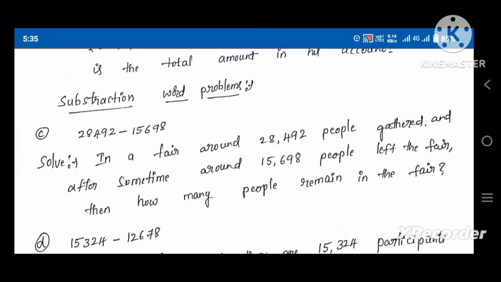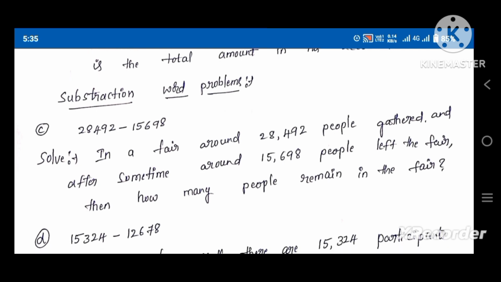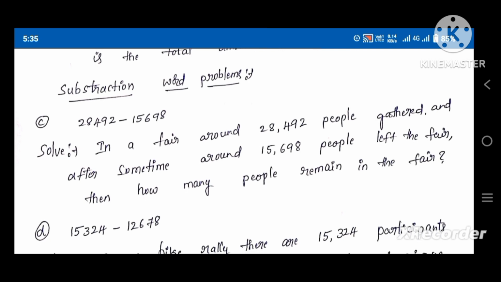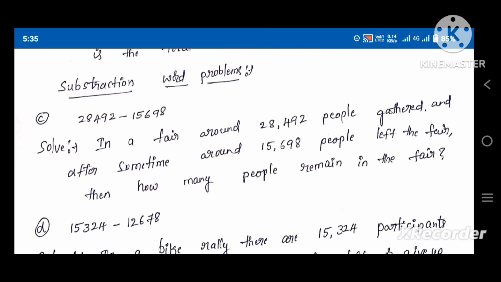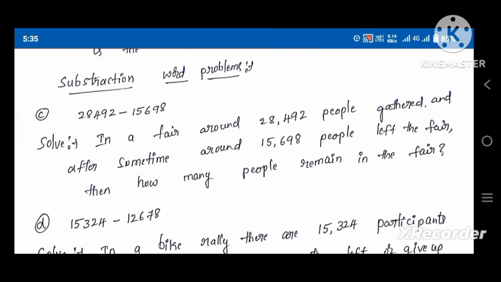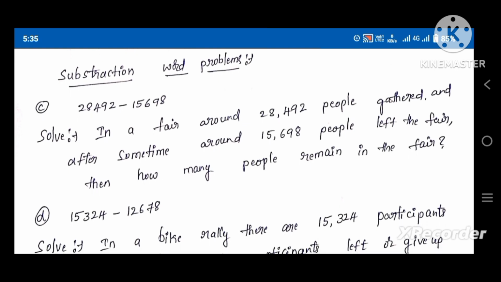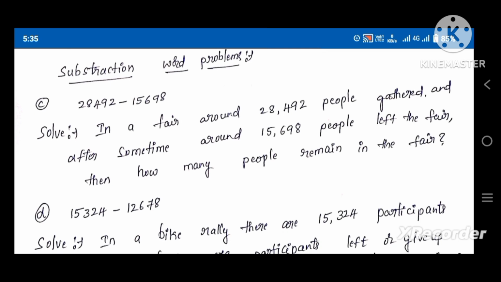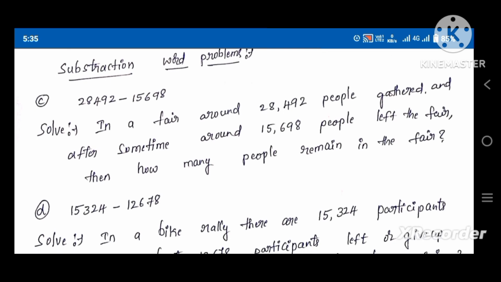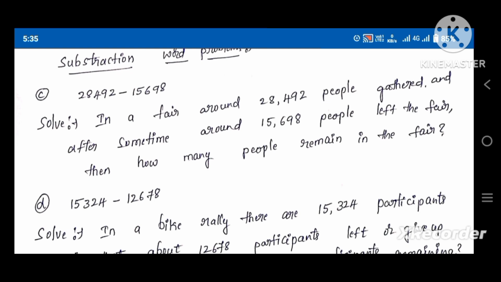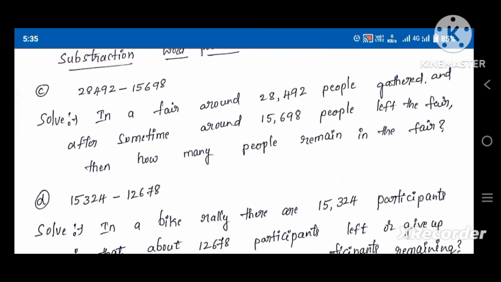Subtraction word problems. C. 28,492 minus 15,698. Solve. In a fair, around 28,492 people gathered, and after some time, around 15,698 people left the fair. Then how many people remain in the fair?